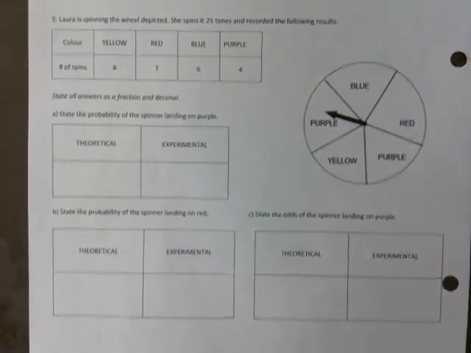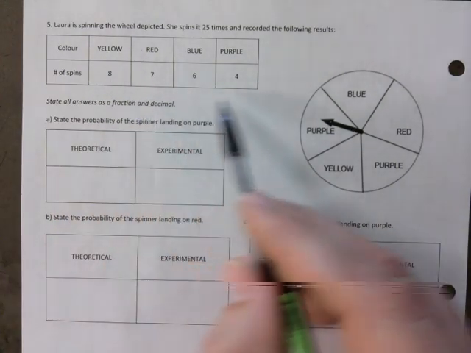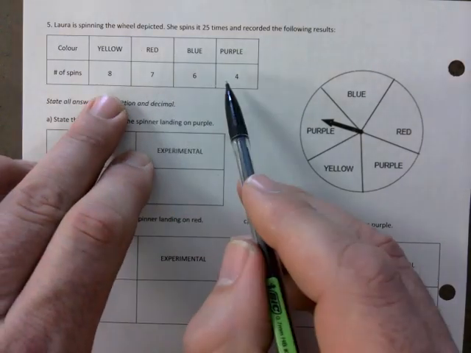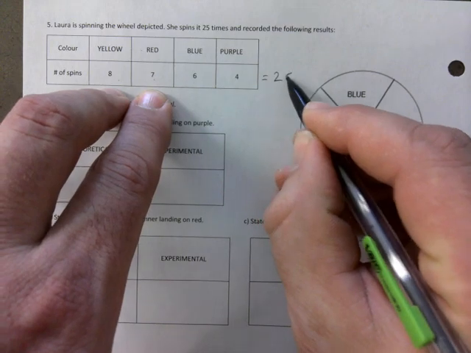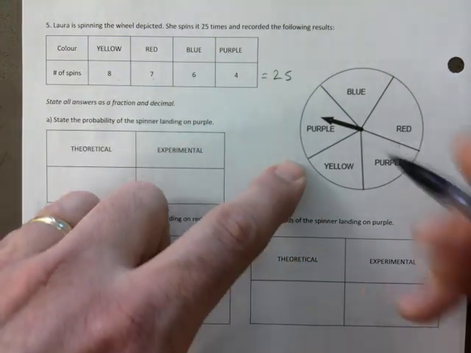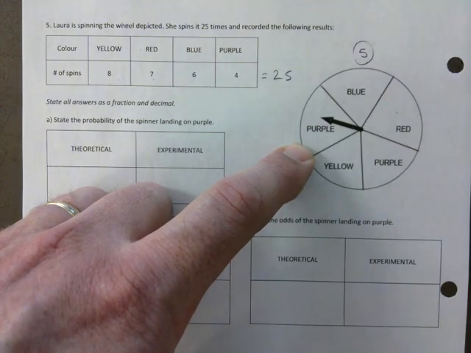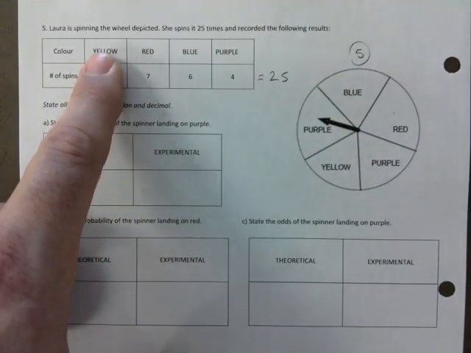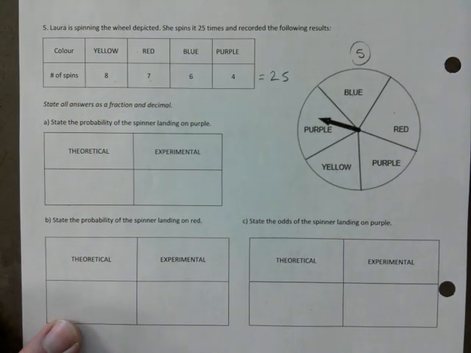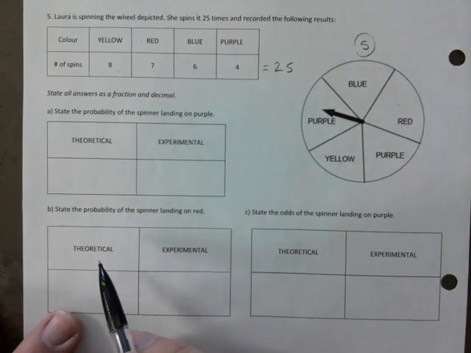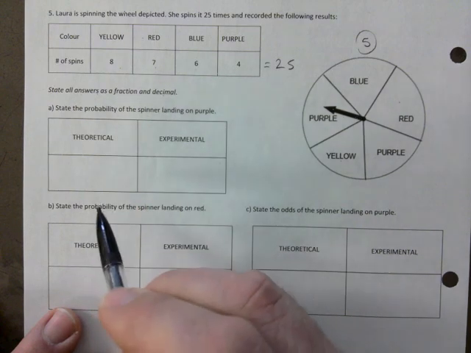So this is what we learned today. This stuff is based on today's, right? So there's an experiment, some kind of something was recorded. So this is 15 and another 10, that's 25. I'll just make a note for myself. And this spinner, 1, 2, 3, 4, 5, has 5 total, right? So Laura is spinning the wheel depicted. She spins it 25 times, and these are the results. State all answers as a fraction and as a decimal.